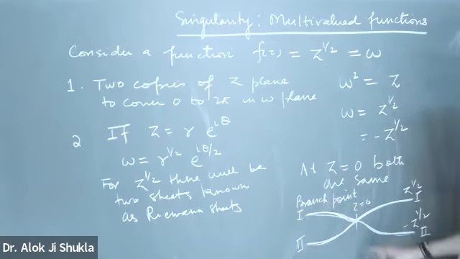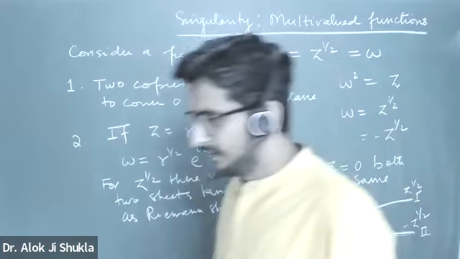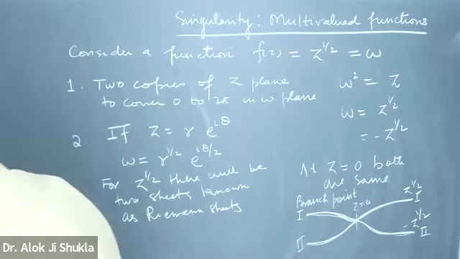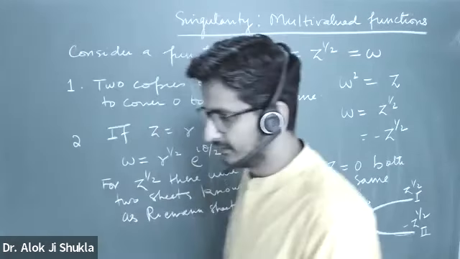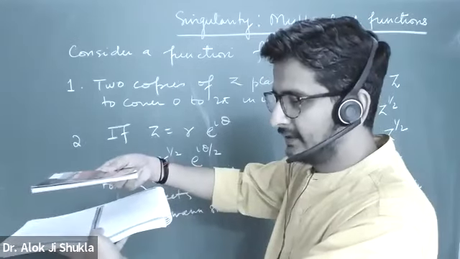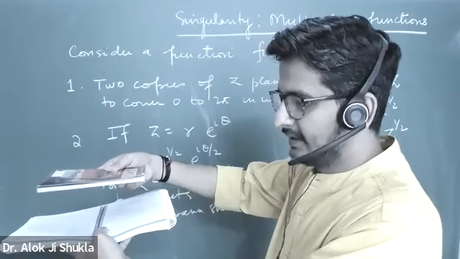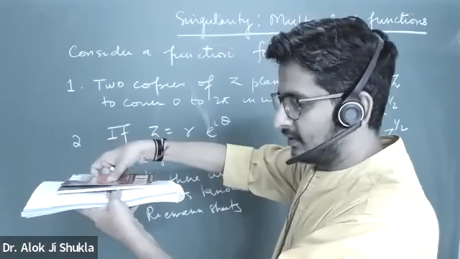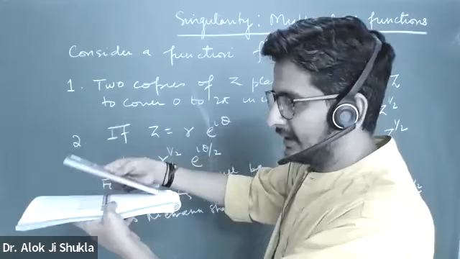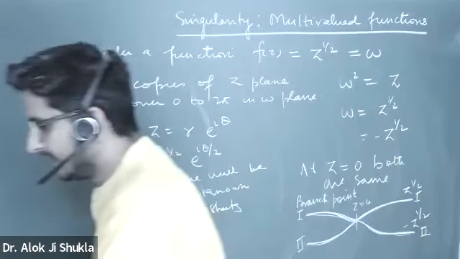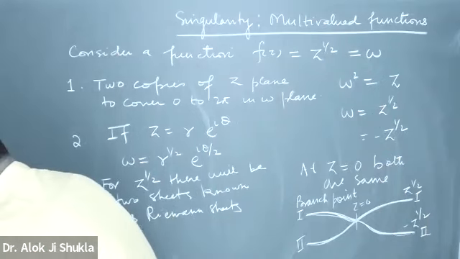So that common point, if I can show using two papers, just give me a second. Suppose these are two sheets, and then touch them like this at one point. Otherwise they will be going like this. So that point where it is touching here is z is equal to 0.